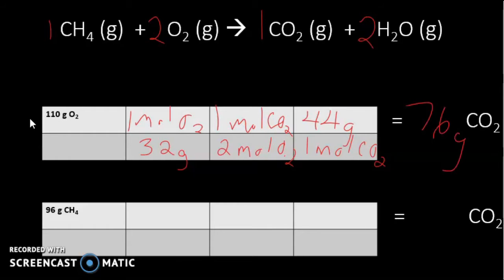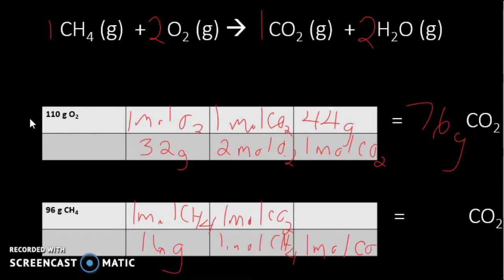Grams. Now we'll move on to methane. 1 mole of methane gives me about 16 grams. Then from there, from the stoichiometry, I see that I get 1 mole of CO2 for every mole of methane. Then converting the CO2 into its mass, I get 264 grams of CO2 from methane.